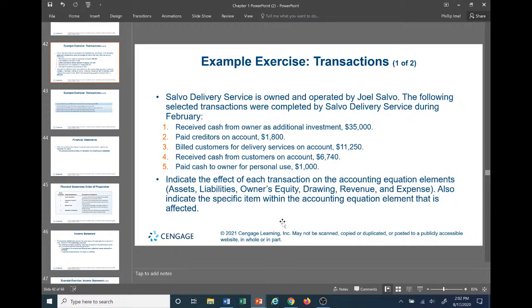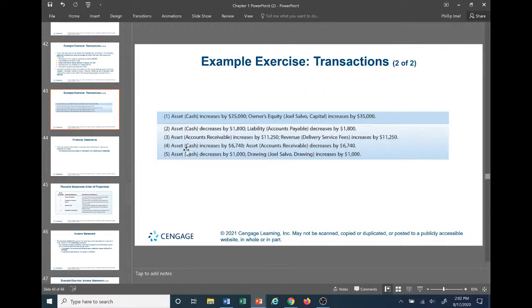Cash is going to go up, right? And accounts receivable will have to go down. So let's look here. The asset, which is cash, increases by $6,740, because remember, cash is your most liquid asset. It's a current asset. We're receiving cash from payment on account. But watch here. We're increasing an asset account by reducing another asset account.